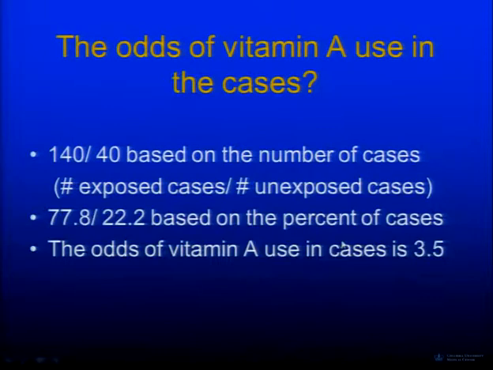Now we ask: what are the odds that someone used vitamin A if they're in the case group? That is the number of exposed cases divided by the number of unexposed cases, so 140 divided by 40. Thinking in percents, 77.8% of the cases used vitamin A and 22.2% did not. So the odds of vitamin A use, dividing those, is 3.5.